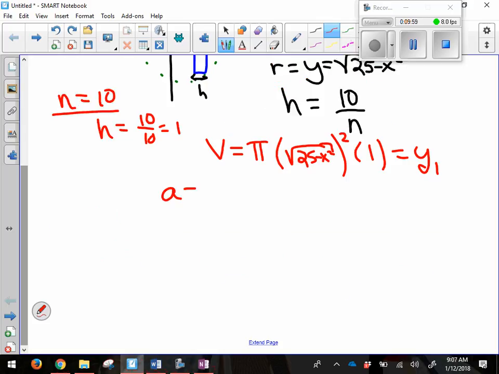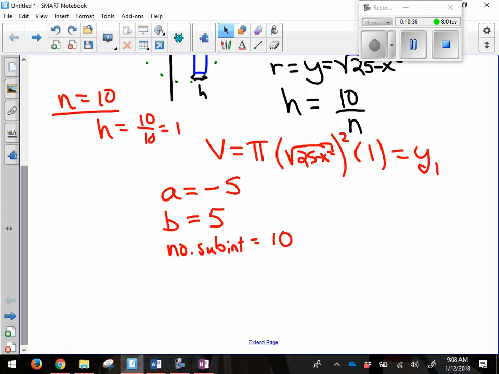And then, what would a be? A is my lower limit, right? Yeah, I think you're going to go -5. B is going to be 5, and the number of subintervals is going to be 10. So try that and see if you get what's in the back of the book.